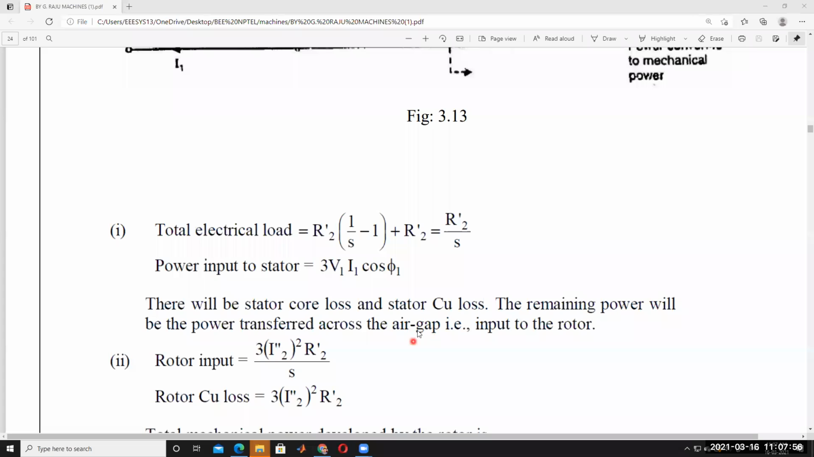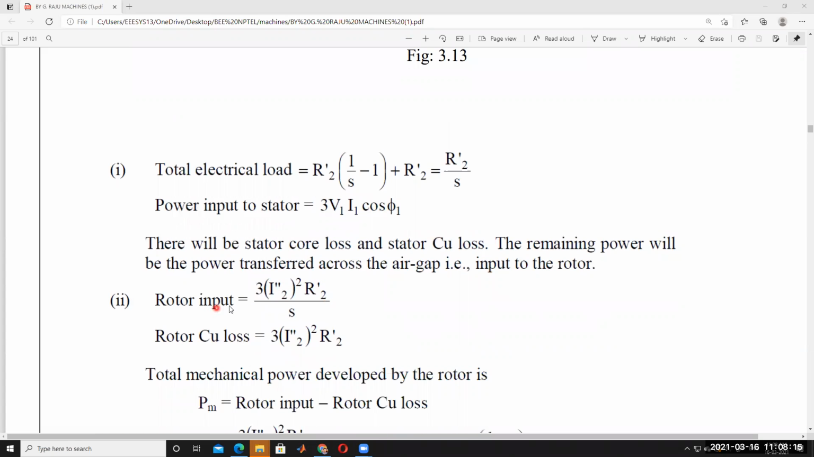Understood? Air gap power means whatever power is transferred from stator to rotor. Rotor input power, or stator output power, is called air gap power. And rotor input power is nothing but 3 I2 squared into R2 by S.